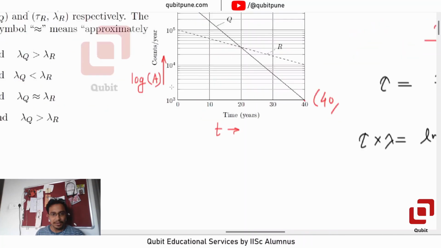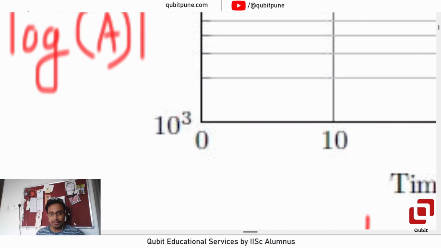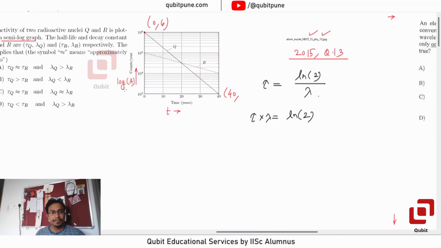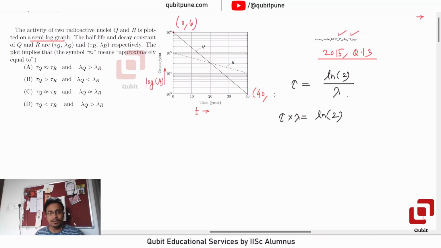Now if I zoom in, this is 10 raised to 3, which basically means that the y coordinate of this point is not 0, but it is 3. So have you understood how we found out the coordinates of this point of that line Q? Yes, got it? Yes or no?